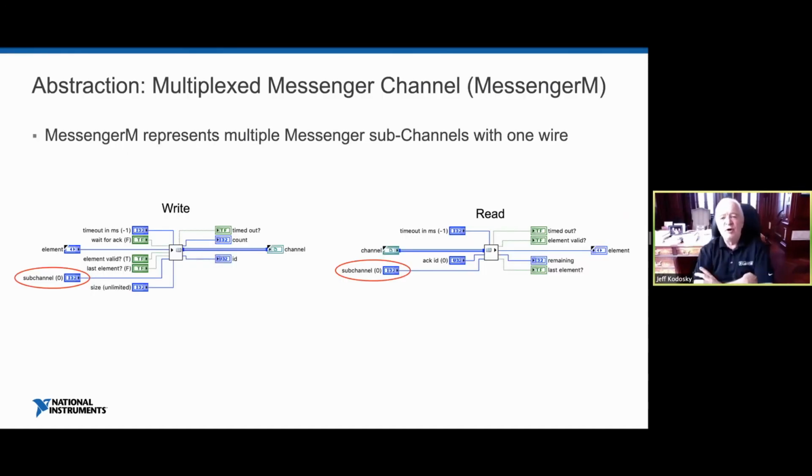So I've been experimenting with this multiplexed messenger channel, and it actually represents multiple messenger subchannels on a single wire. So it has the usual read and write endpoints with the full complement of optional inputs and outputs. But what makes this channel particularly special is the subchannel index. So different writers and readers can dynamically choose which subchannel they wish to communicate on. And where might this be useful?